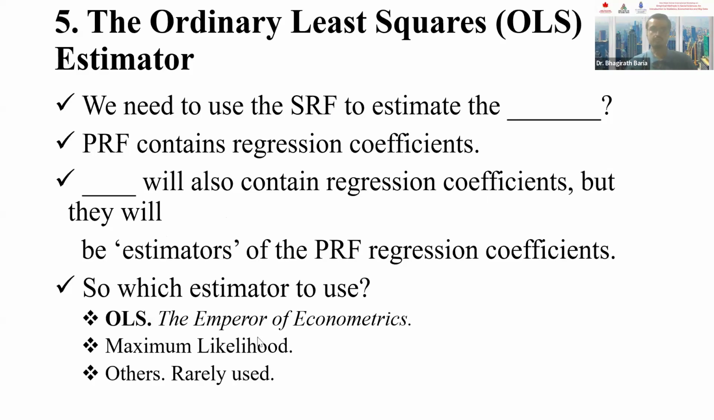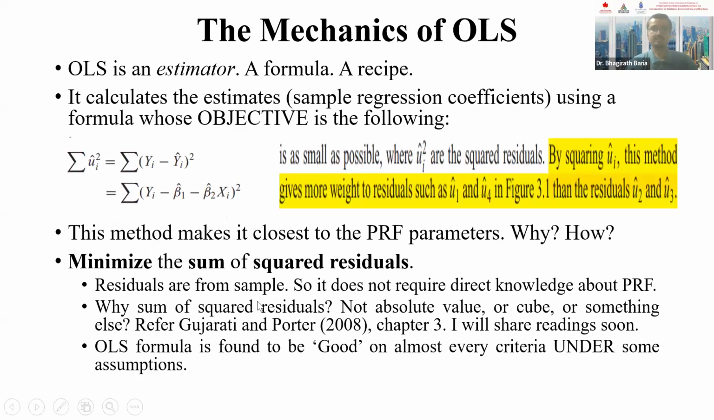So which estimator to use? OLS, the emperor of econometrics, or maximum likelihood, or there are a lot of others, two-stage least squares estimator, instrumental variable estimator, but those are used when you have very strong reason not to use OLS or MLE. Okay, very important. So OLS is an estimator, it's a formula.